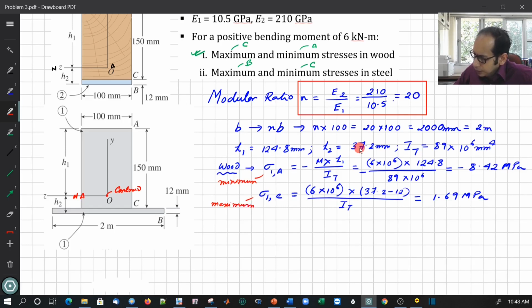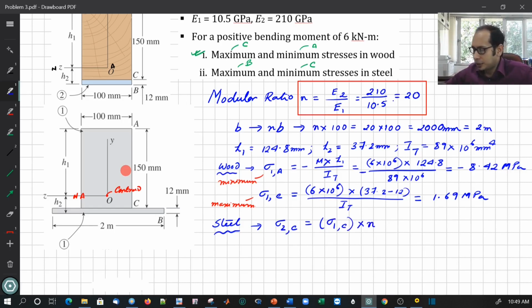Now next is for the steel. Now remember, in the method of transformed sections, what we do is that we calculate the stresses for material 1 wherever we need to compute, wherever it encompasses the material 2, and then we multiply with the modular ratio n. So let's just calculate for steel, right? For steel, the minimum stress occurs at this point C over here. So this is going to be sigma 2, because I'm calculating for material 2 at C, is going to be equal to sigma 1 at C times the modular ratio n.